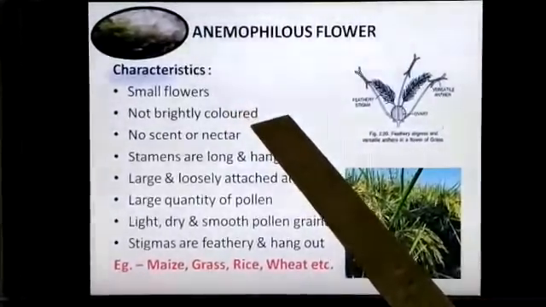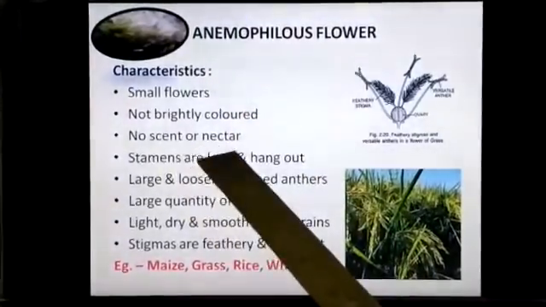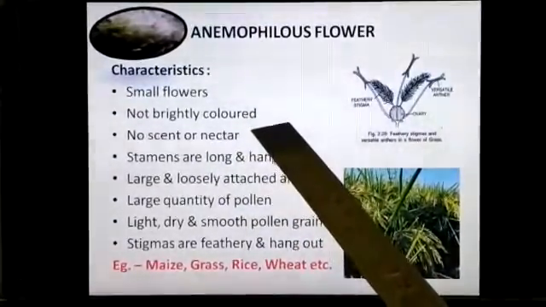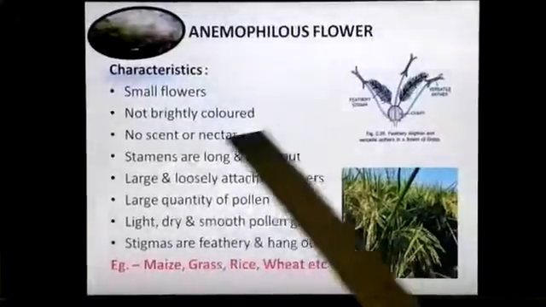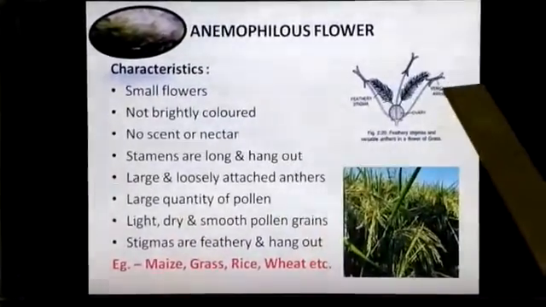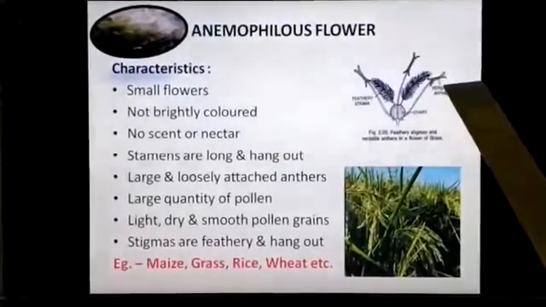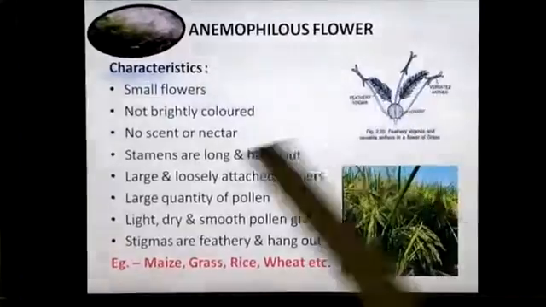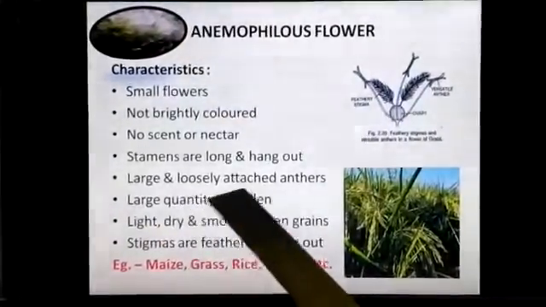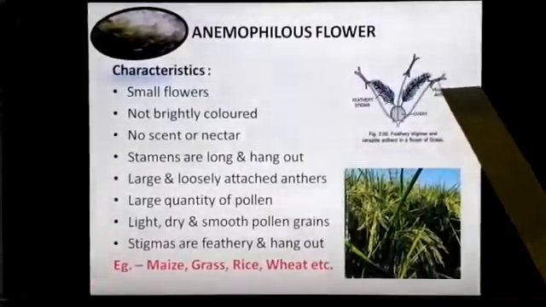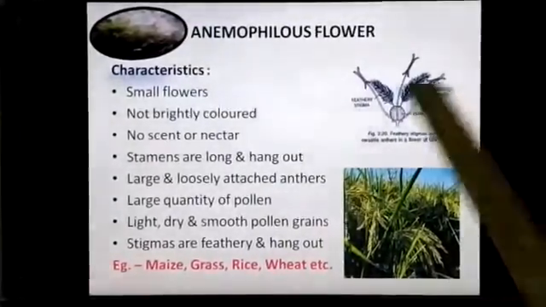They are not brightly colored, they do not have scent or nectar, because these characteristics do not have anything to do with the wind. Stamens are long and hang out so that they can easily come in contact with the wind. The anthers are large and loosely attached so that the pollen grains can easily get dislocated.